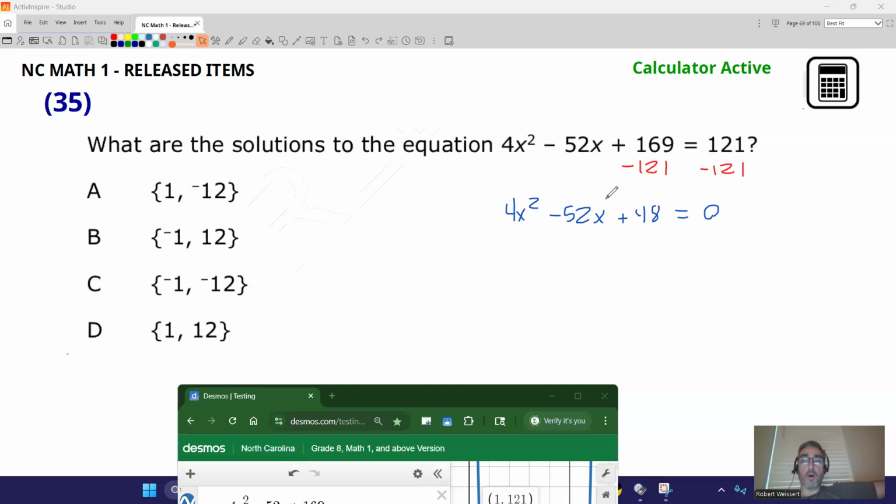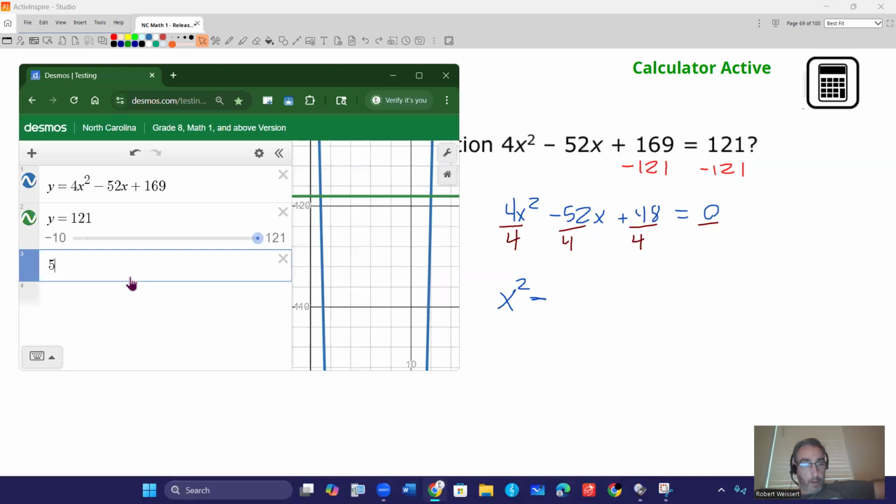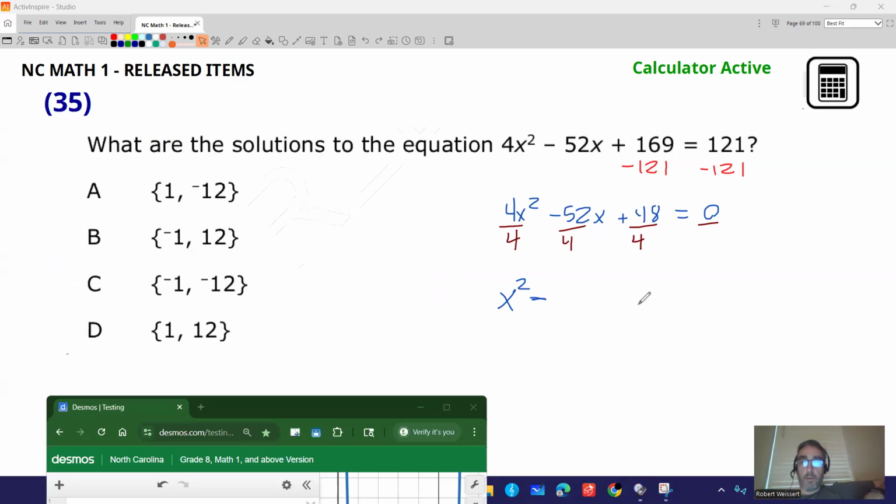Now, if you notice there's a 4, 52, and 48, it looks like these are all divisible by 4. So I'd want to divide everything by 4 to get this solved. You could write the 4 on the outside as a GCF too, but again, we're just trying to factor this thing and get it set equal to 0. So I'm going to say x squared, and what's 52 divided by 4? Should be 14, right? 13. I'm having a brain fart here. 13. Yeah, so 52 divided by 4 is 13. I'm thinking 56 divided by 4 is 14. So 13x. And then 48 divided by 4 is 12, and that's going to equal 0.